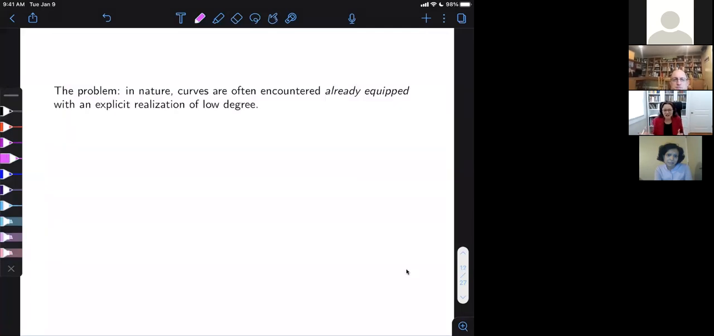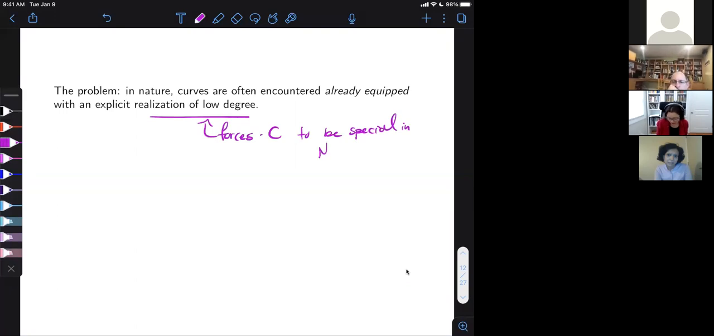It's that in nature, curves are often encountered already equipped with explicit realizations of low degree. Like on the street, you're going to meet curves that are low degree covers of P1, not floor of (g+3)/2 degree covers of P1. And these low degree realizations can force the curve to be special in moduli. And so the Brill-Noether theorem might not apply. I mean, it doesn't apply in its stated form as I've said it.